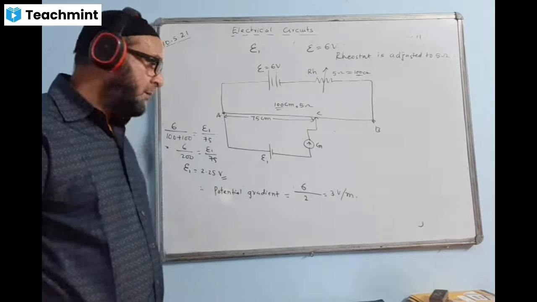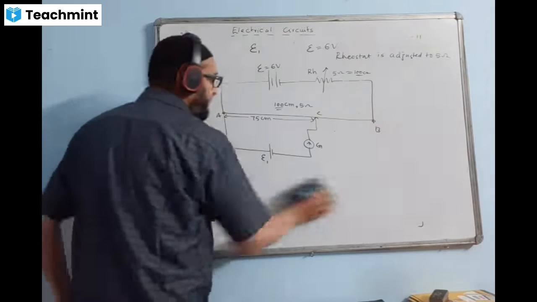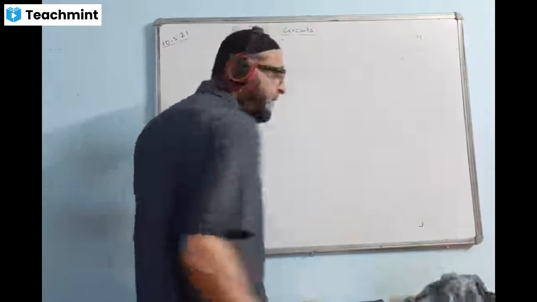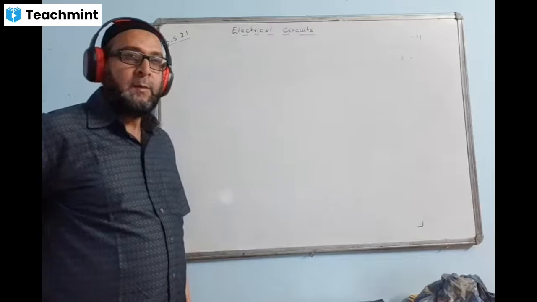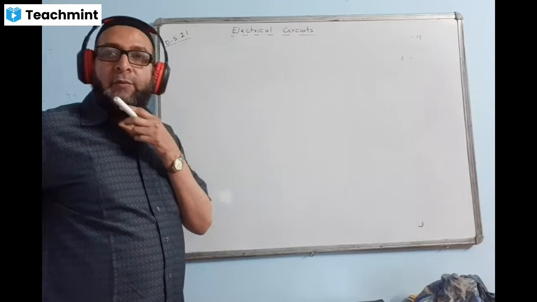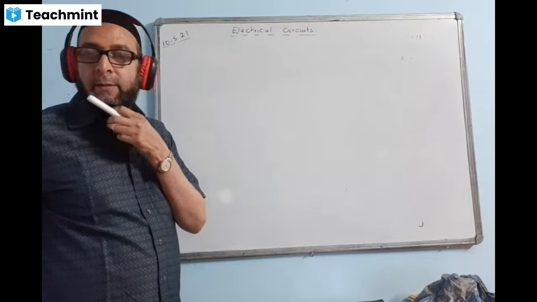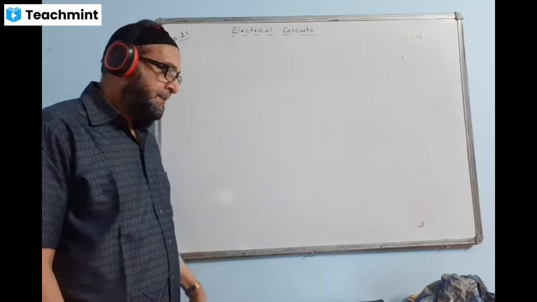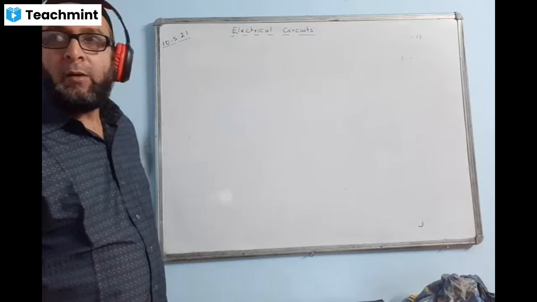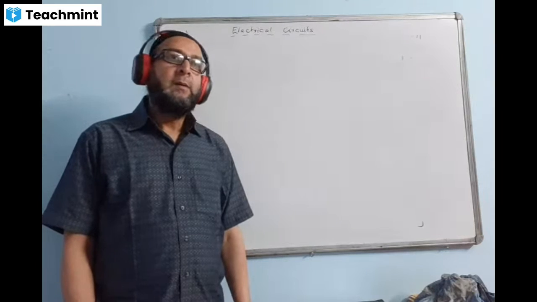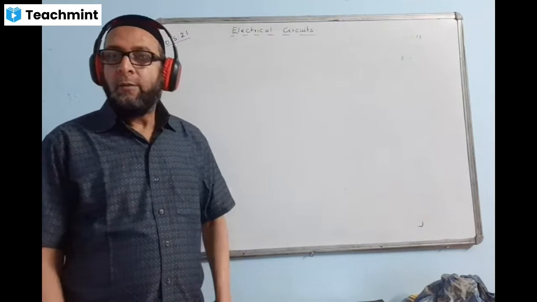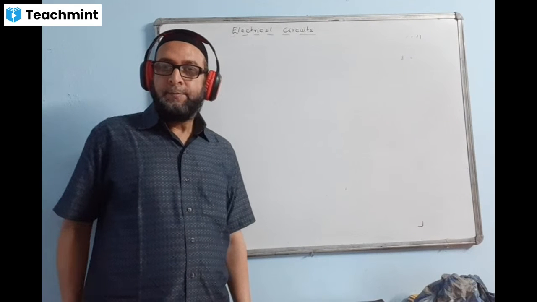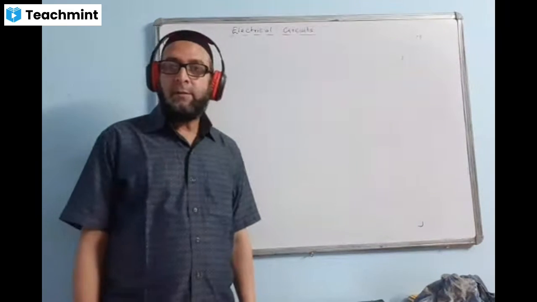A potentiometer wire having a potential gradient of 4 volt per meter balances a cell of EMF 1.5 volt. Full stop. Find the balancing length.